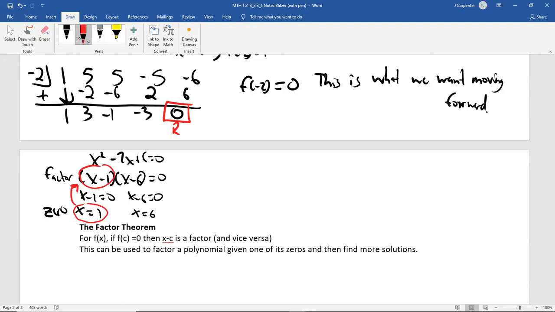Now, do you have to actually plug that number into the function, evaluate it, and get 0? No, you can do synthetic division. And for higher order polynomials, things like with x to the 4th and x to the 5th, they would be more of a pain to plug in over and over and over. It's a lot better to do this with synthetic division. So this idea can be used to factor a polynomial given one of its zeros and then find more solutions.